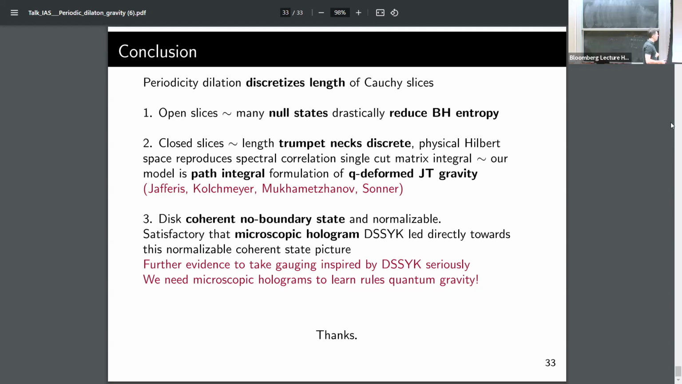And finally, in a more cosmological sense, the disk is a coherent non-binary state, not a Dirichlet non-binary state. It's normalizable. This is kind of satisfactory, I think, because we got this lesson really starting from a microscopic hologram, which led to this normalizable state picture. And so I think it's very evident to take this gauging, or whatever you want to call it, inspired by double scale SYK seriously. Okay, general mantra: we need holograms to learn the rules of quantum gravity. Thank you.